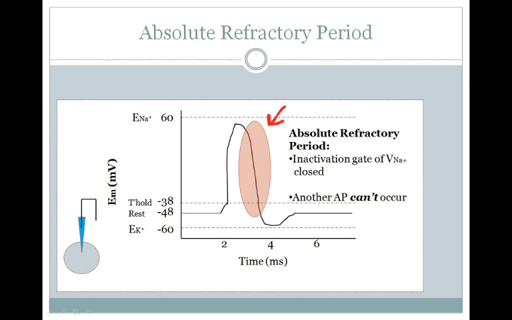No sodium ions can flow through the voltage-gated sodium channels when the inactivation gate is closed, which means you can't have the depolarization towards the sodium equilibrium potential. Now this is important so that you get discrete action potentials, right? If you had another action potential starting here, they could start to blur together. You don't want that.